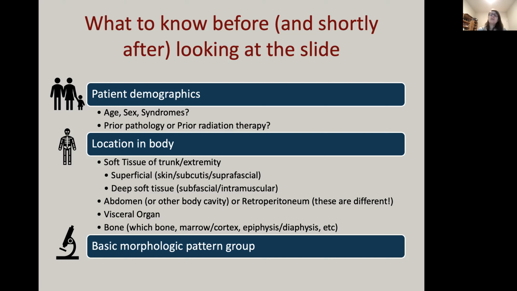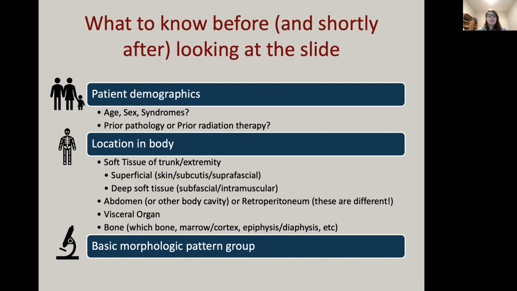And then, once we start talking about bone tumors, which I have a whole separate lecture on, hopefully you've previewed those through the links that I've sent you. Which bone is it? Is it a long bone, one that has developed endochondrally, or a flat bone that developed intramembranously? Is it in the marrow or the cortex? Is it in the epiphysis, the diaphysis, the metaphysis? Those all change your differential diagnosis.